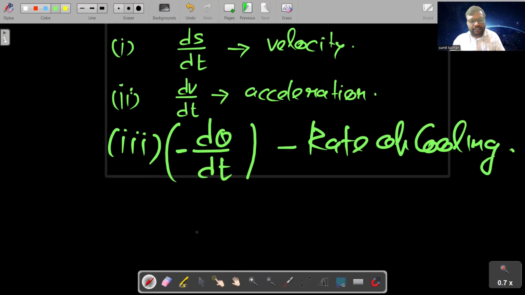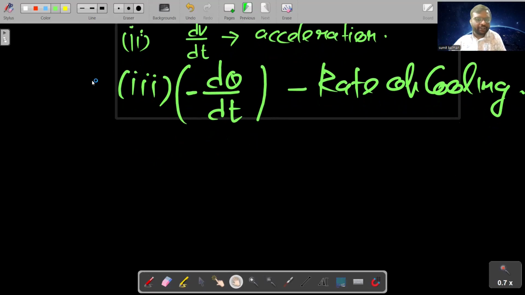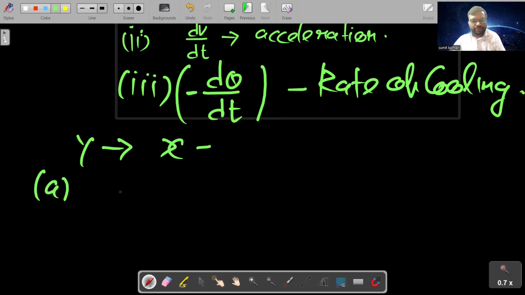So now, students, while studying the variation of one variable, say y, with respect to another variable, suppose x, the nature of variation is determined as follows. We will see about the nature of variation, and we will discuss it one by one.